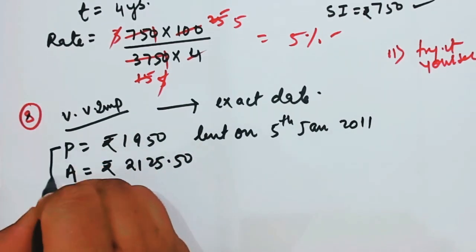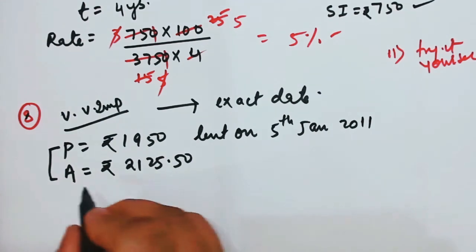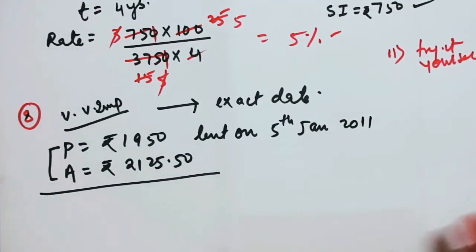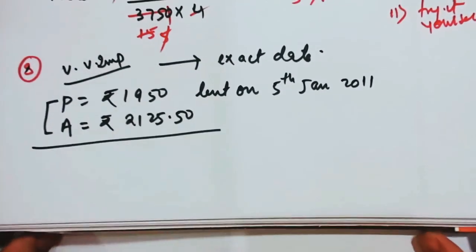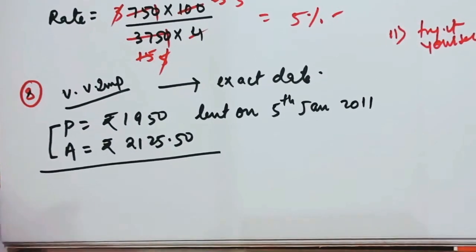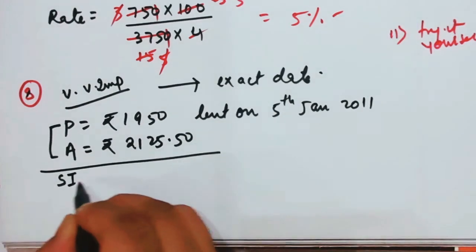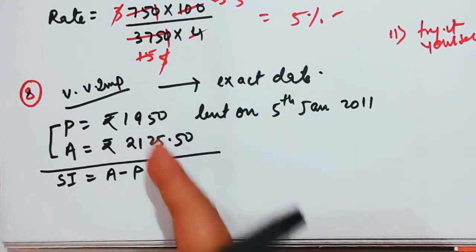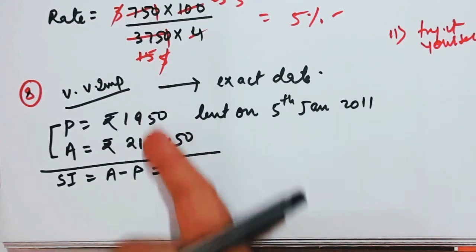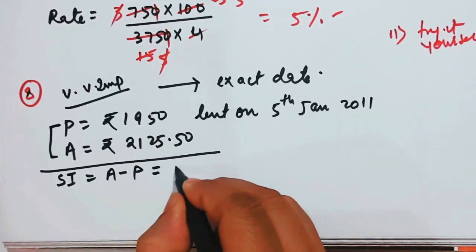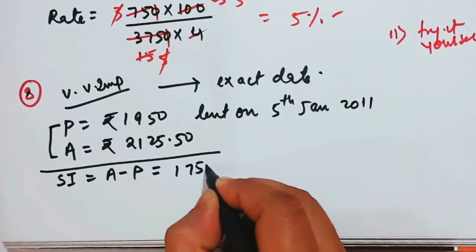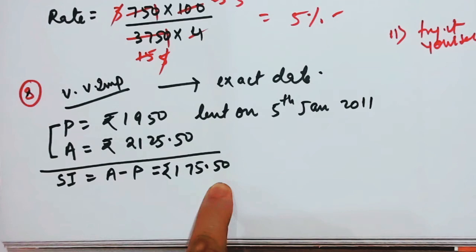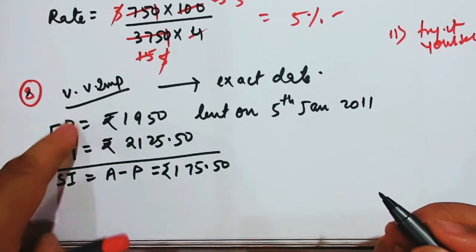So from these both you can easily find out the simple interest. So when you will subtract both of them, what will you get? On subtracting both of them you will get simple interest. So simple interest is equal to amount minus principal, which will give you, let us subtract. So when you will subtract, my dear, you will get rupees 175.50 as your simple interest. So I have the simple interest, I have the principal.